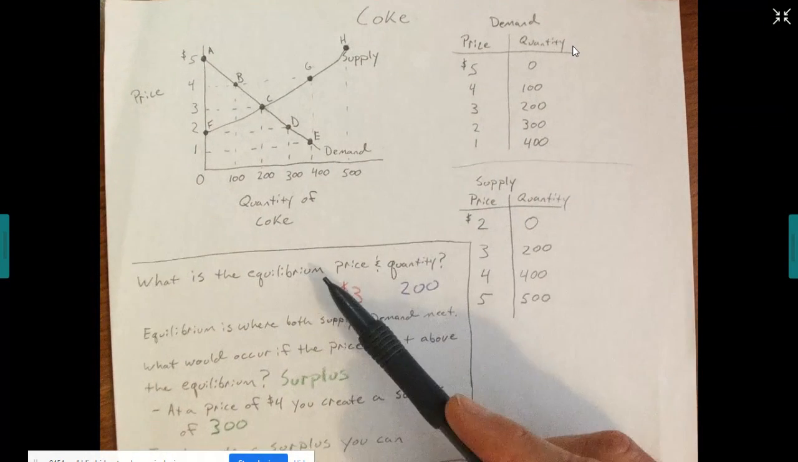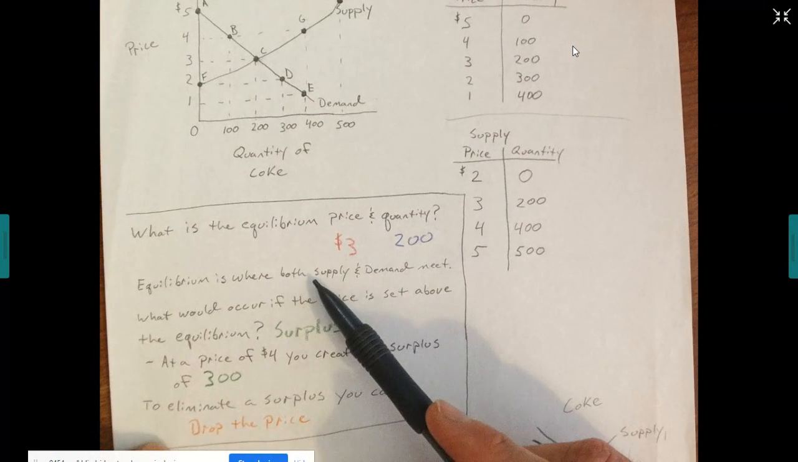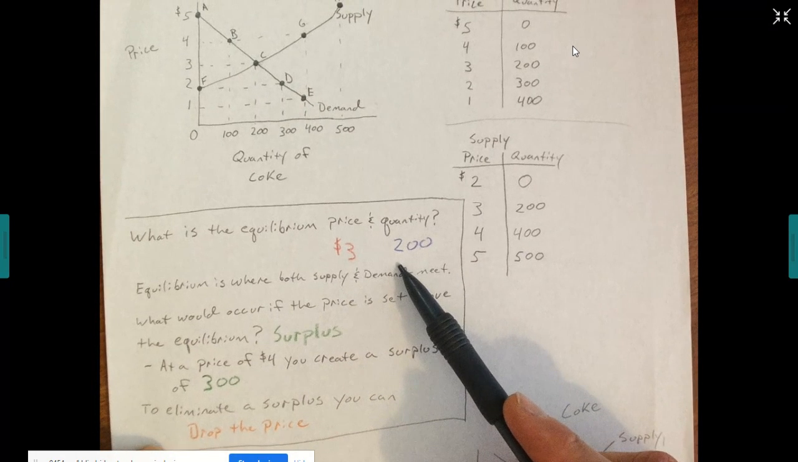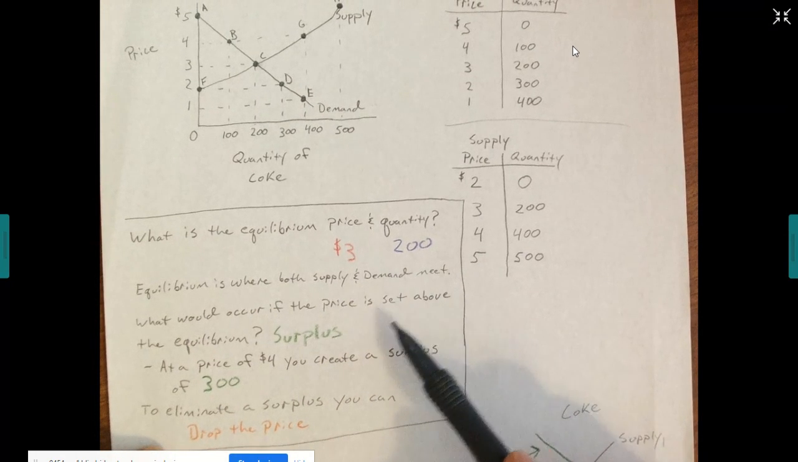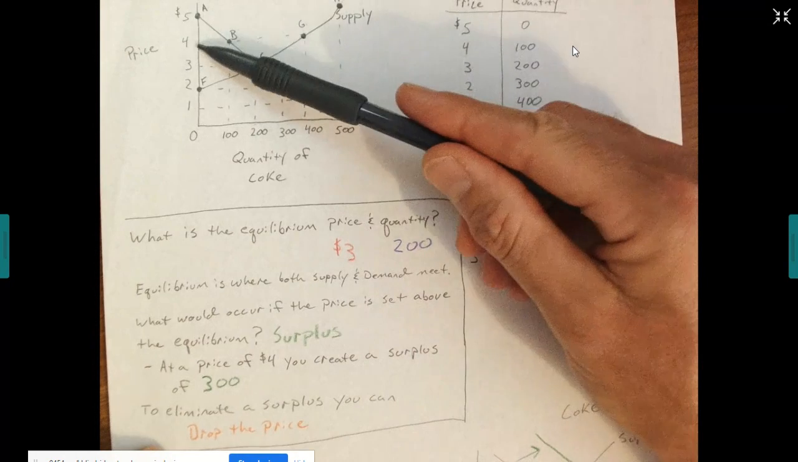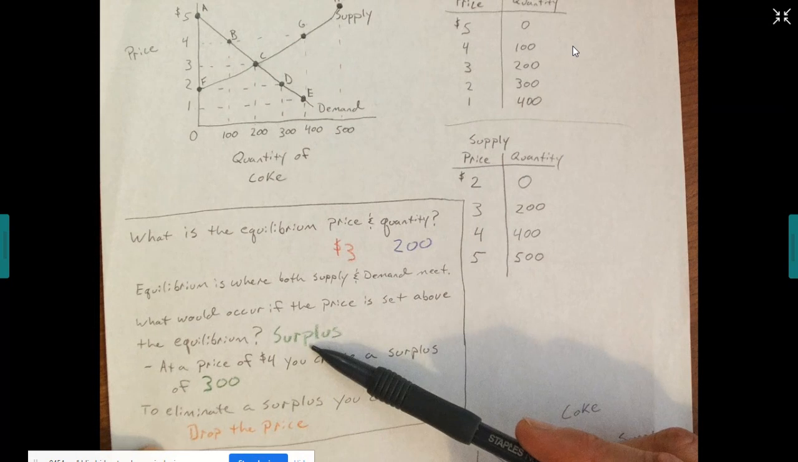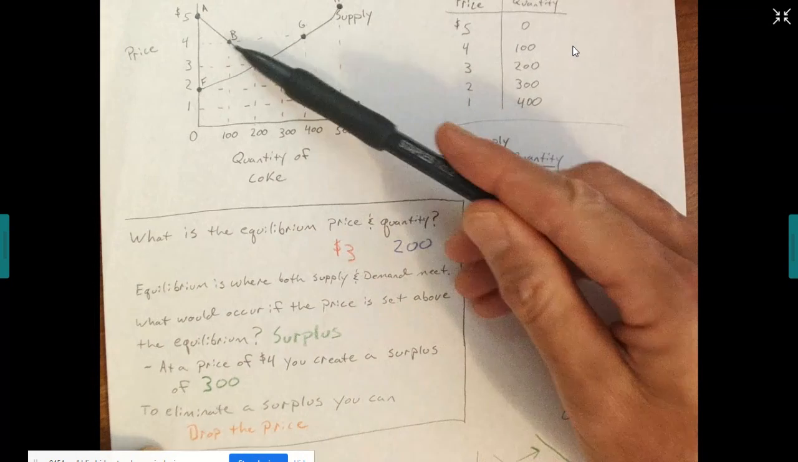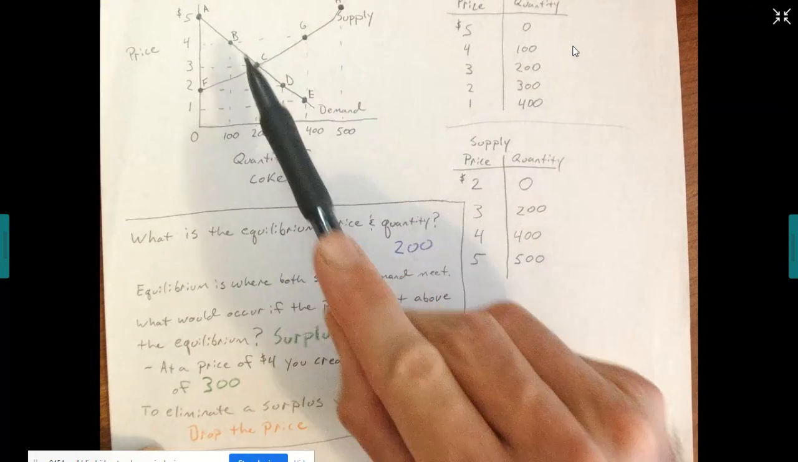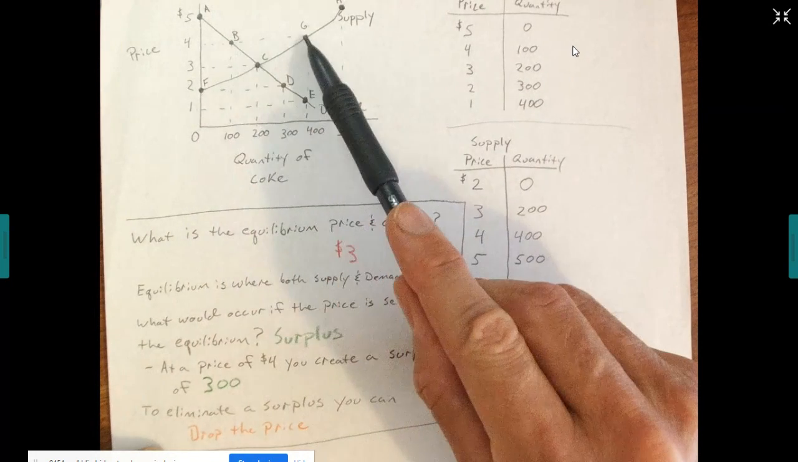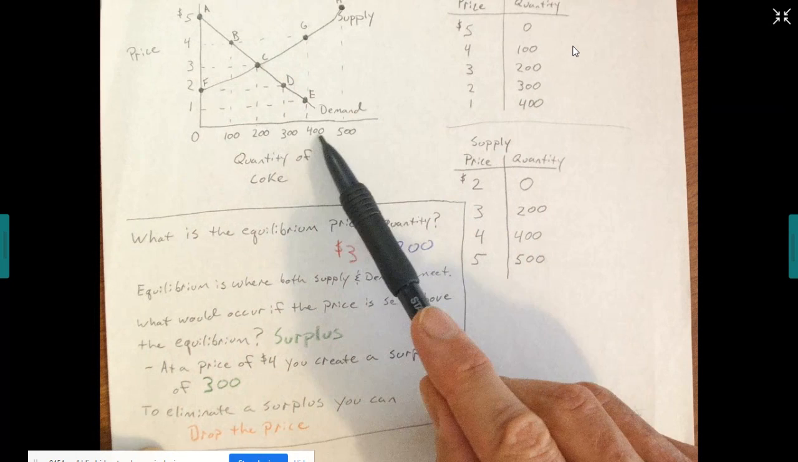But what if the price was not listed at $3 and a quantity of 200? What if the price was actually set above the equilibrium at, say, $4? At a price of $4, you would create what is known as a surplus, because at $4, the quantity demanded is 100 units, and the quantity supplied is 400 units.